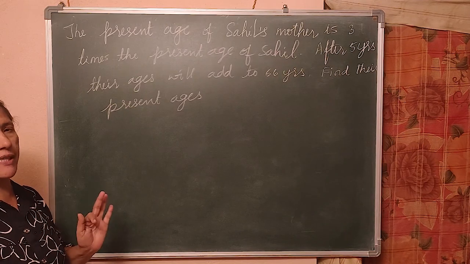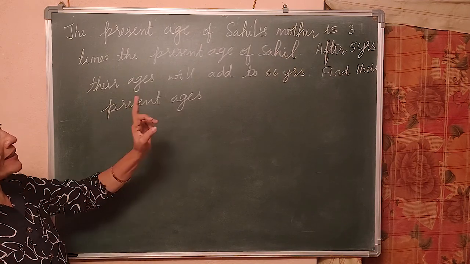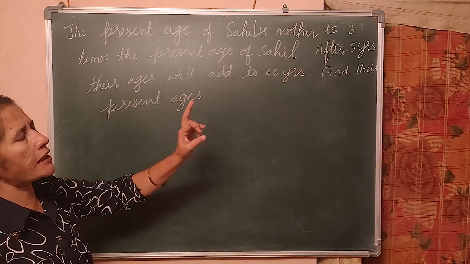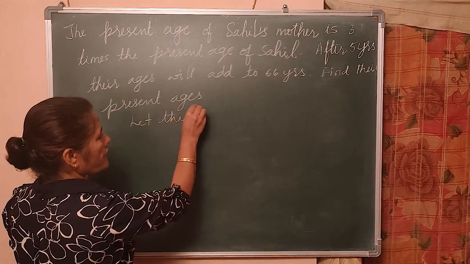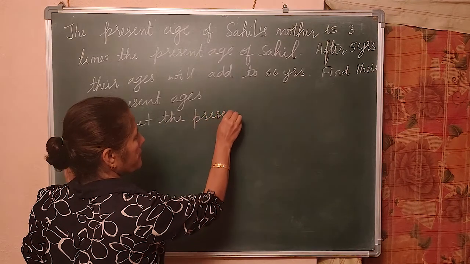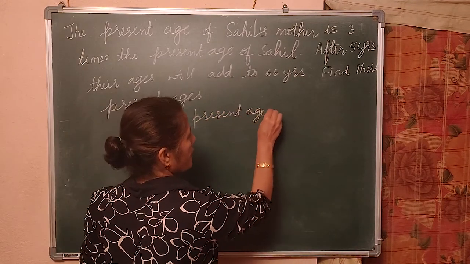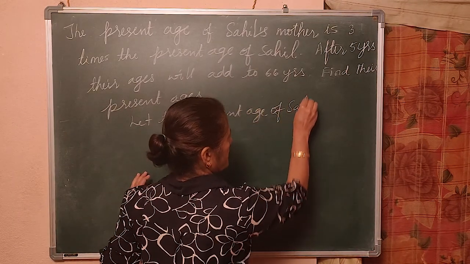So, what shall we do? Let the present age of Sahil be X.